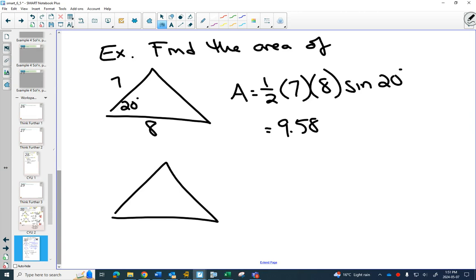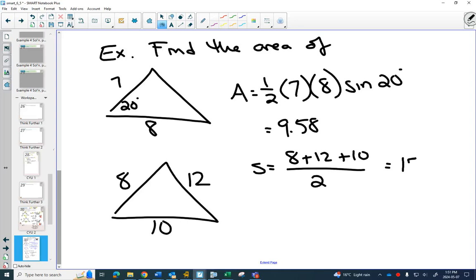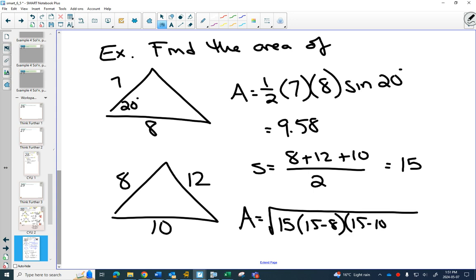Let's find the area of this. If this was 8, and this was 12, and this was 10. Then our semi-perimeter, if you add them all up, 8 plus 12 plus 10 divided by 2, our semi-perimeter is 15. And the area will be the square root of 15 times 15 minus 8, 15 minus 10, and 15 minus 12.